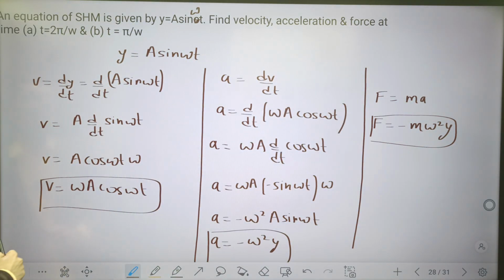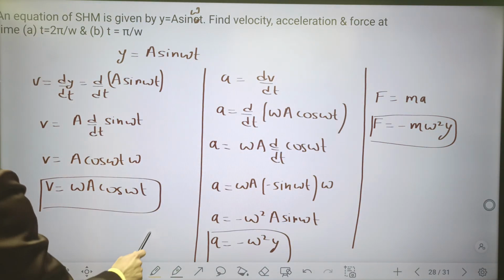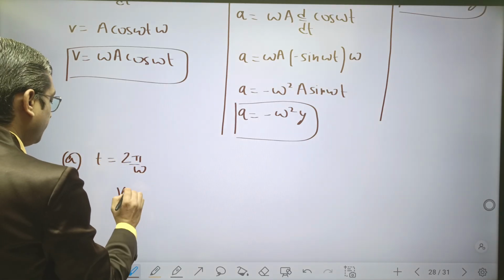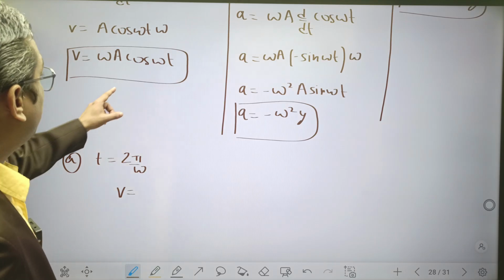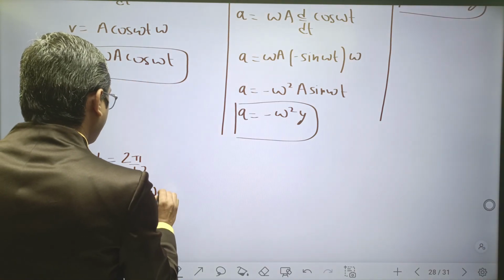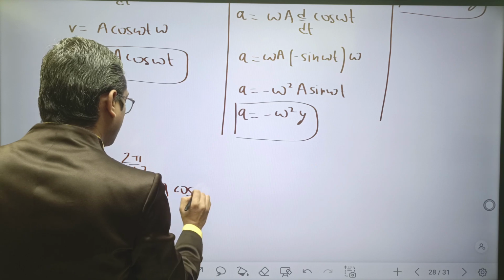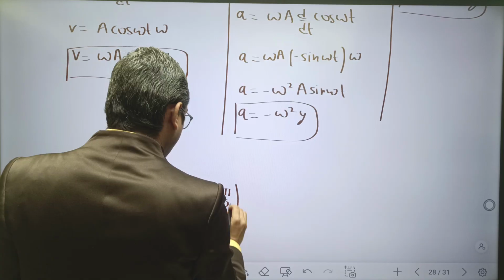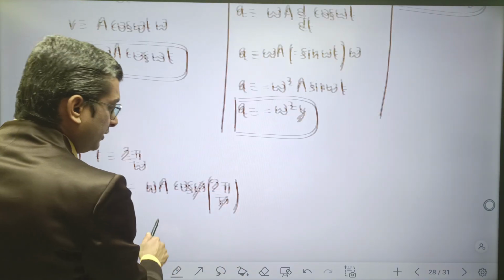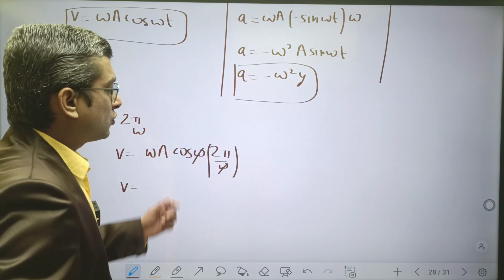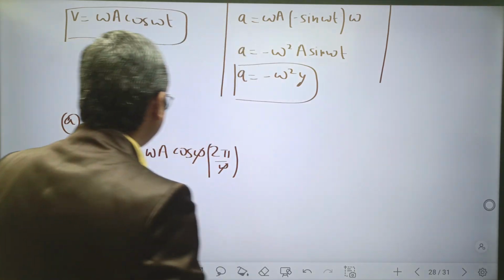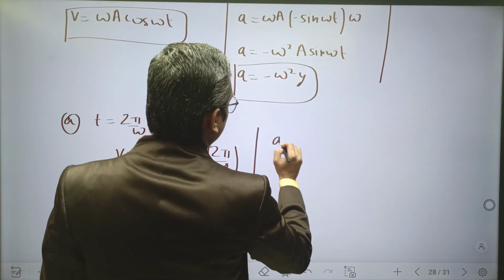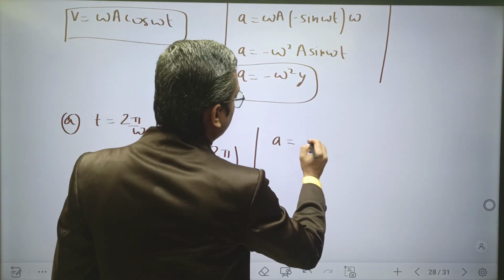Now we have to find these values at t is equal to 2 pi by omega. So first, at t is equal to 2 pi by omega, what is v? Substitute the value of t is equal to 2 pi by omega in this expression. What we have found is omega a cos omega, and in place of t write 2 pi by omega. So omega and omega get cancelled, this is cos 2 pi. So v is equal to a omega cos 2 pi. 2 pi means 360 degrees, that is cos 0, which is equal to 1. So v is equal to omega a. This we have found. Now acceleration at t is equal to 2 pi by omega. This is minus omega square.